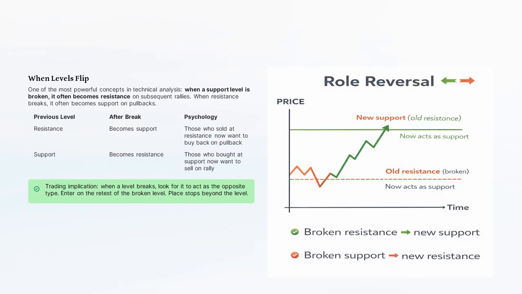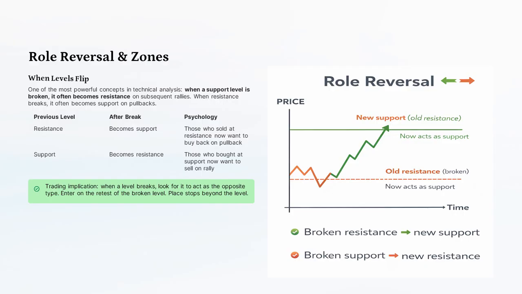One of the most powerful concepts in technical analysis is role reversal. When a level breaks, its role often flips. Let me explain. When a support level is broken, price falls through it. That same level often becomes resistance on subsequent rallies. Price returns to the level from below, and now the level pushes price back down.